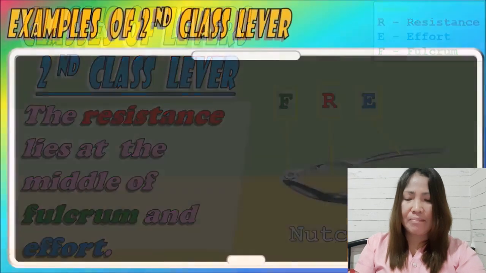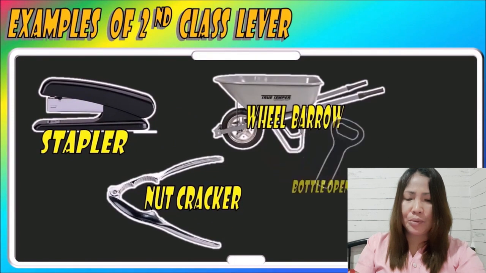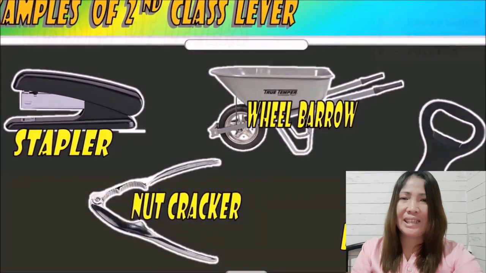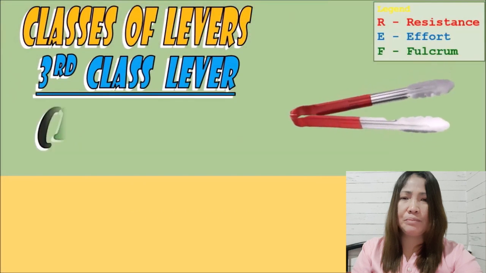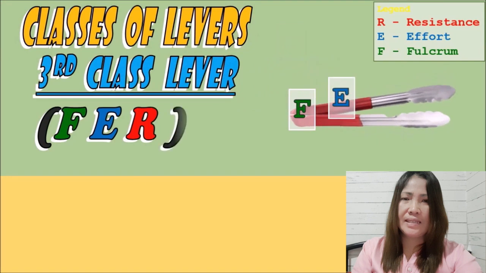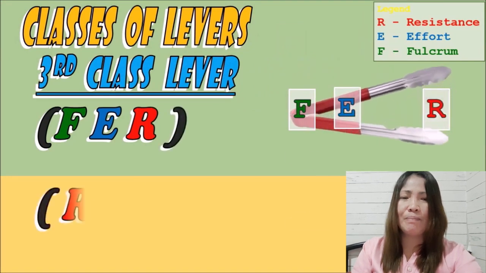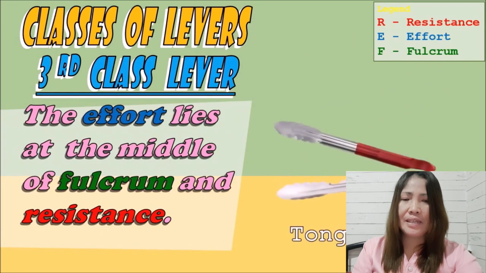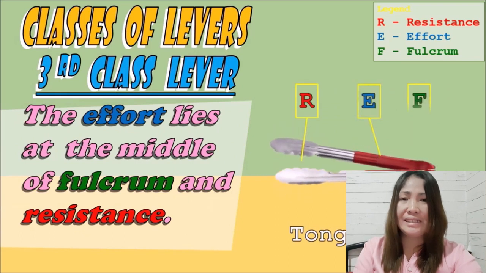You have stapler, nutcracker, wheelbarrow, bottle opener. Sunod naman ang third class lever. Ang pagkasunod-sunod naman ay fulcrum, effort, resistance o resistance, effort, fulcrum. Depende kung paano ito tignan. Third class lever, the effort lies at the middle of fulcrum and resistance.